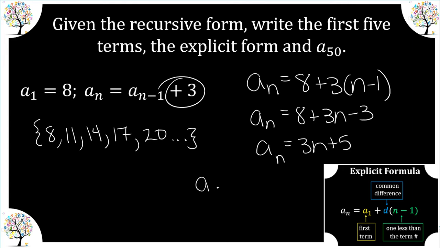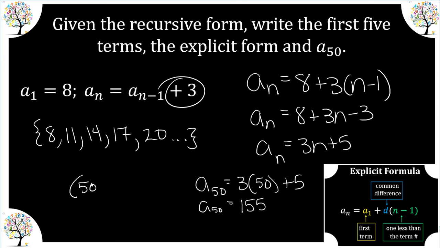We want the 50th term. Plug 50 in for n because that's the position variable. So the 50th term will be 150 plus 5, 155. We could write that as (50, 155).